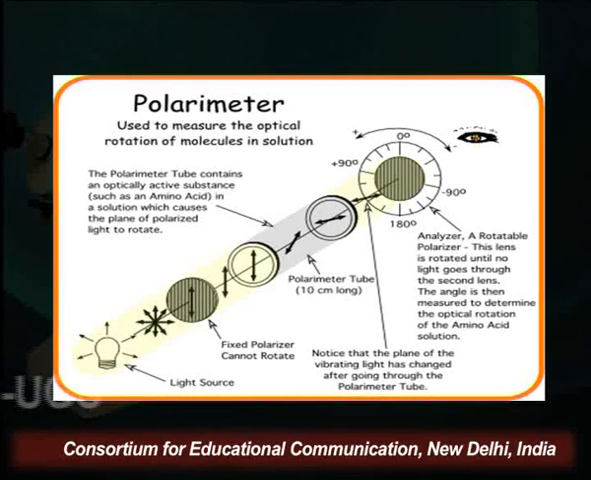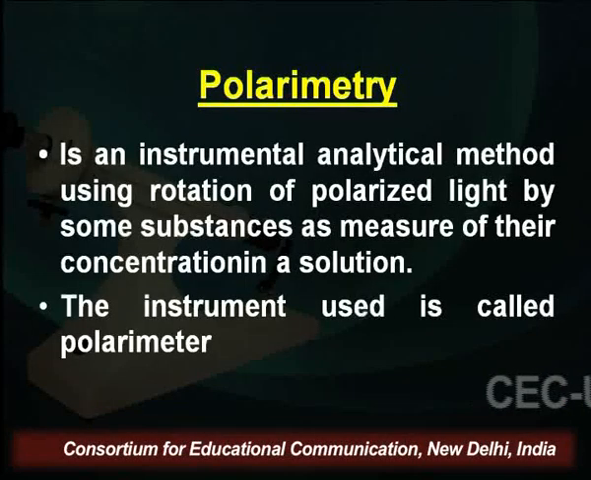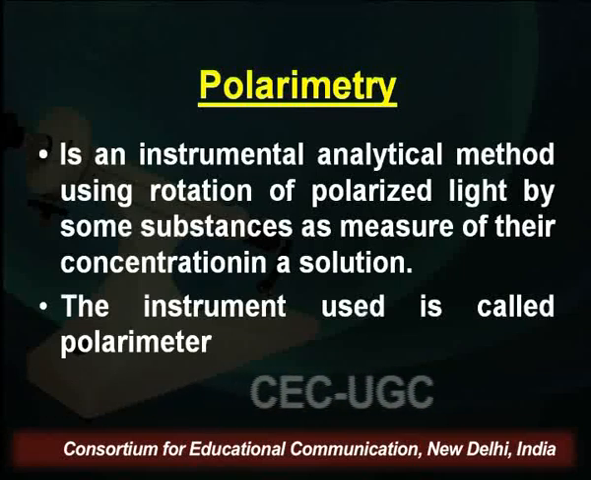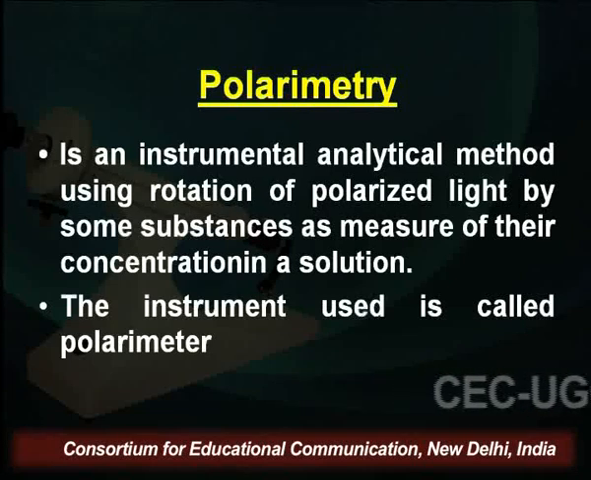Then it passes through the polarizer again when it emerges from the tube. Then we see that the angle of rotation will be adjusted through the analyzer, so that we can find out the exact reading. So this is the basic arrangement of a polarimeter. Now, what is polarimetry? This is an instrument, an analytical method using the rotation of polarized light by some substances as a measure of their concentration in the solution.